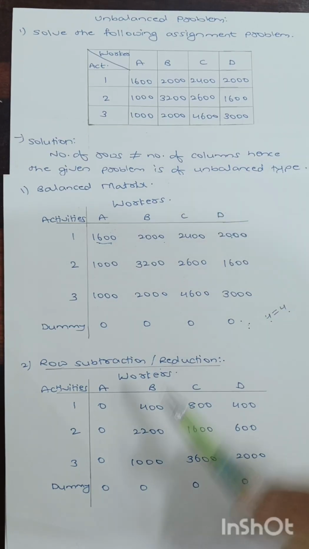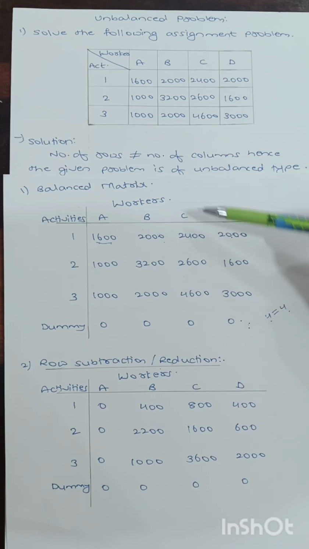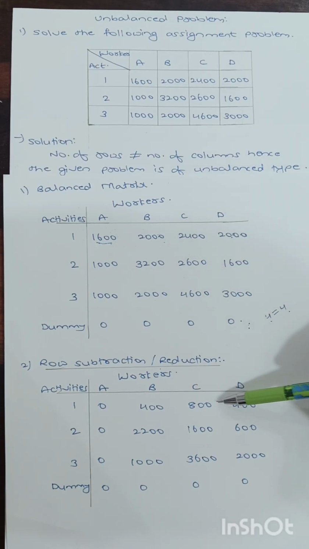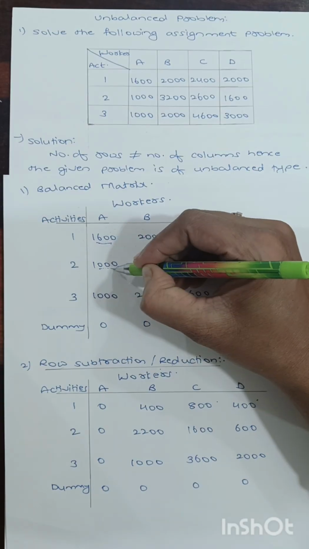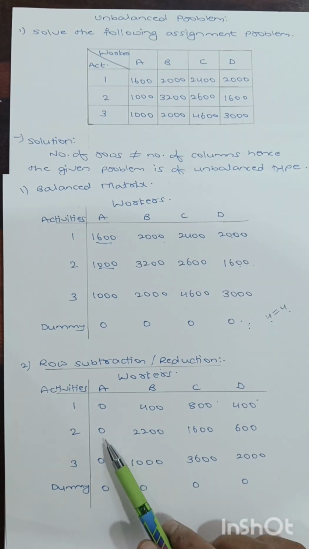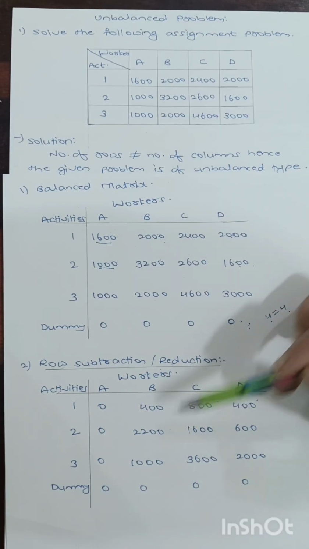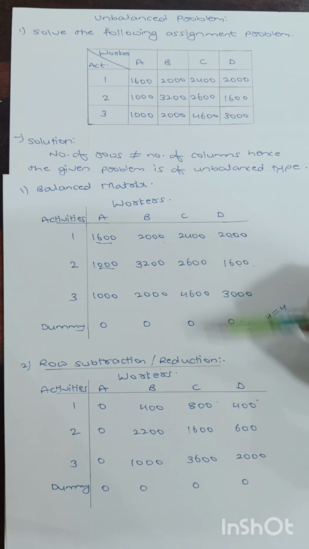So 1600 minus 1600, 0. 2000 minus 1600, 400. 2400 minus 1600 is 800. 2000 minus 1600 is 400. Similarly, in second row, lowest element is 1000. Now, we have to subtract this 1000 from all other elements of that row only. So, 1000 minus 1000, answer is 0. 3200 minus 1000 is 2200. 2600 minus 1000 is 1600. 1600 minus 1000 is 600.